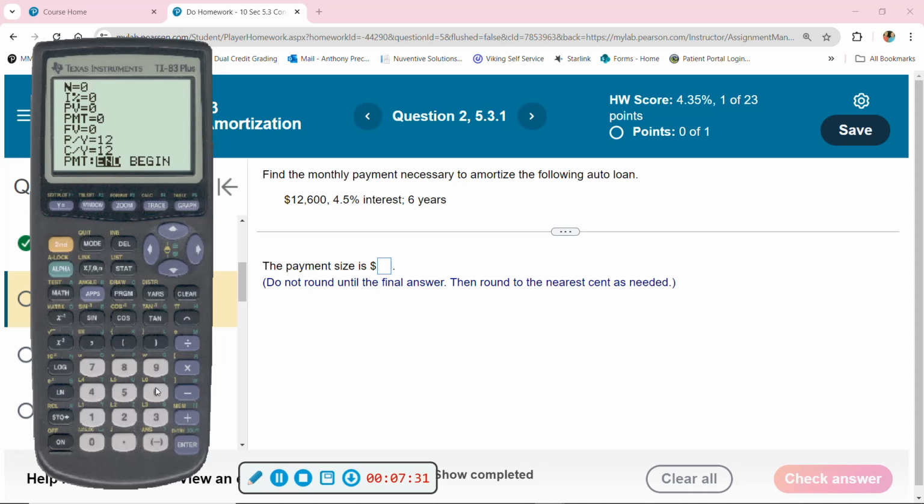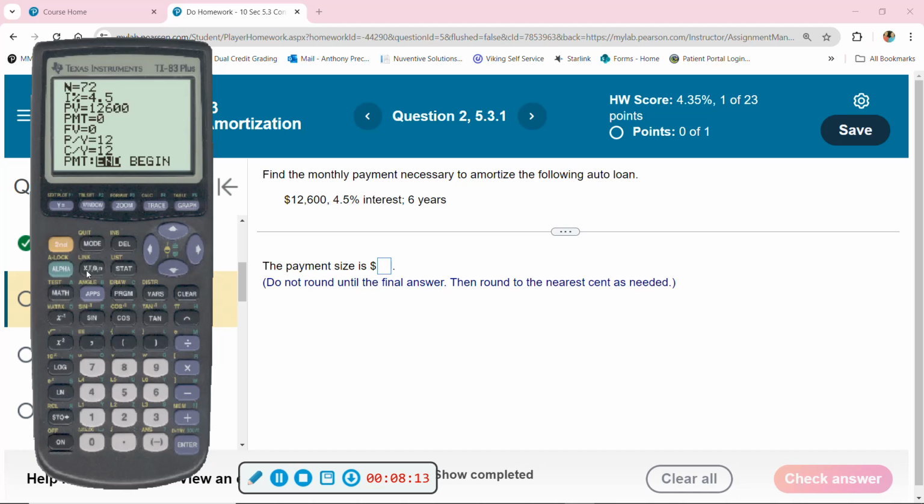To punch that in, there's going to be 6 years, 12 payments a year. So altogether, we're going to have 72 payments. The interest rate is 4.5%. The present value of the loan is $12,600. That's what it's starting off at. And by the end of the 6 years, we're sure hoping it better be down to 0. So the future value is 0.